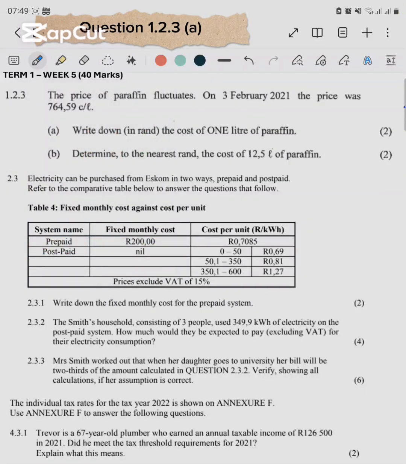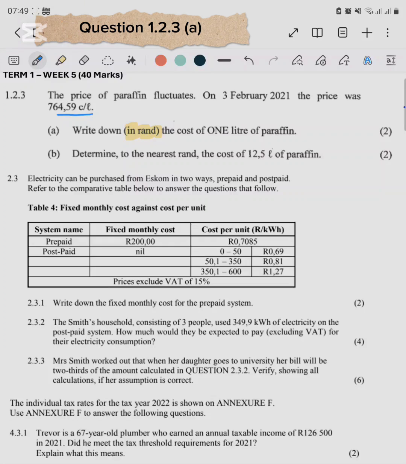Okay, so we're looking at week 5's additional practice activity. And the first question here is about the price of paraffin, which is fluctuating, and they give us the price as so many cents per litre. They want us to write down the cost in rands of 1 litre of paraffin. So this is just a straight conversion question. You're just changing cents into rands.